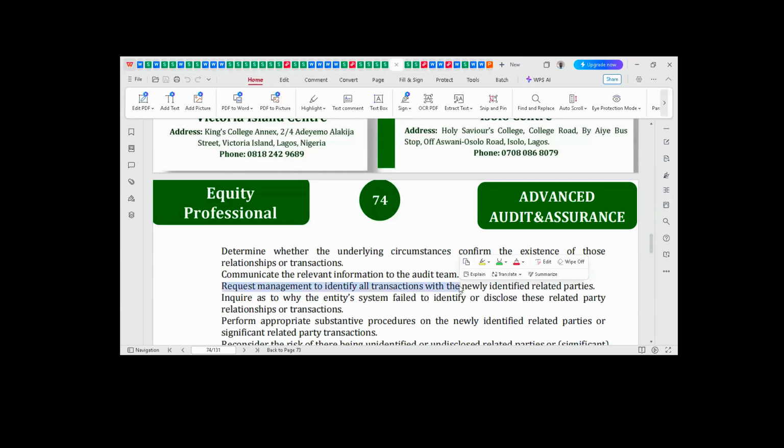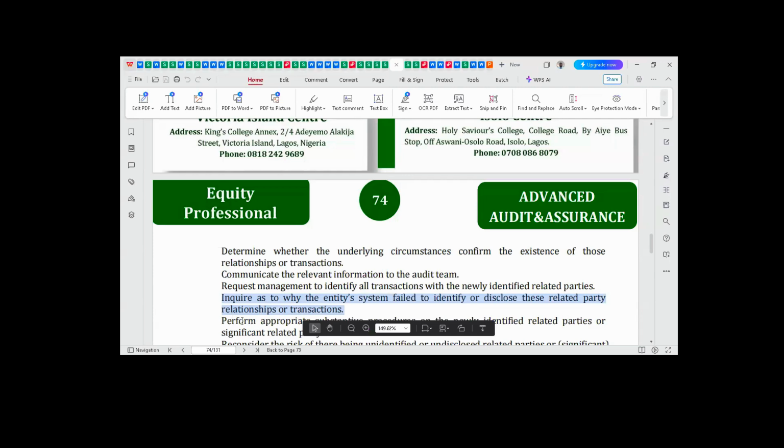All the people that they say are related parties, their transactions, they just pull it out so that they can see. The example I gave about Dangote refinery selling to one customer at 850 and another customer at 750 would be a good example in that instance, okay? Ask questions as to why the entity's system failed to identify or disclose these related party relationships and transactions. This will only be applicable where the related party transactions have not been properly disclosed.